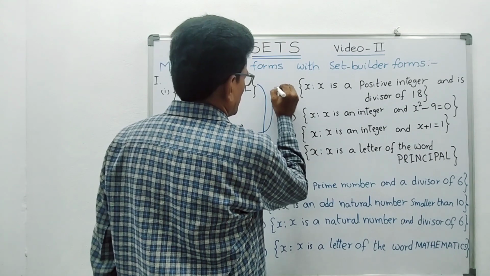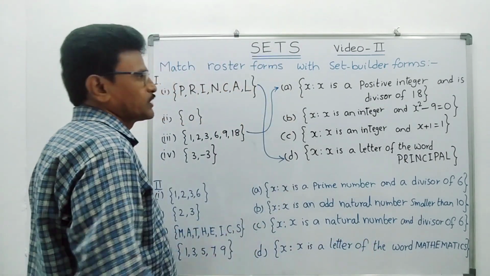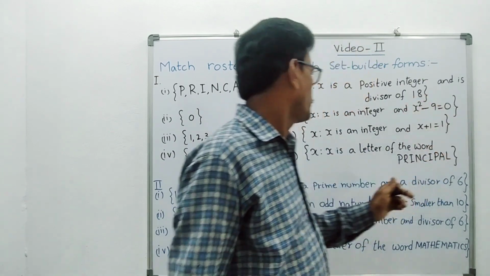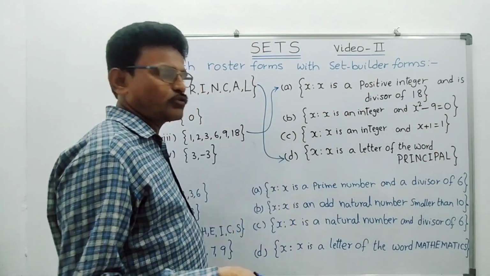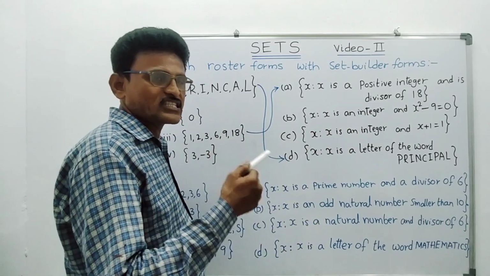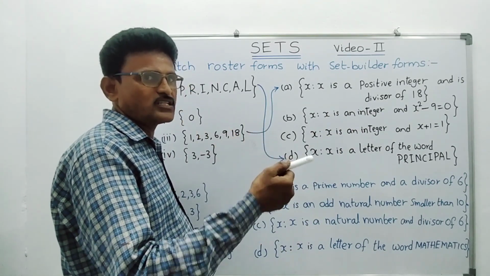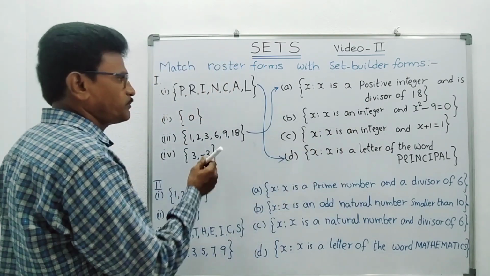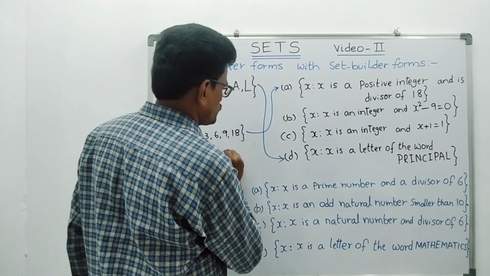So the first one is A. Next, x is an integer and x square minus 9 equal to 0. Integer means positive and negative we can take. x square minus 9 equal to 0, x square equal to 9, x equal to root of 9, which means plus or minus 3. Integer means both numbers we have to take: plus 3, minus 3. So this one is joined with B.